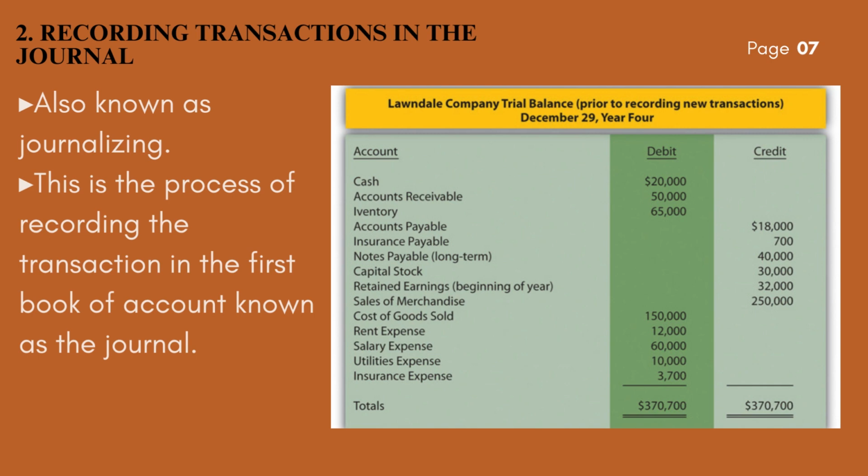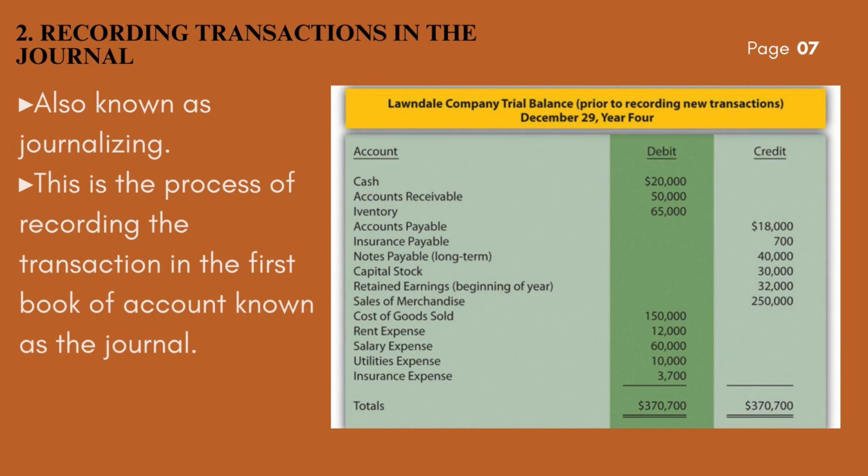which belongs to the credit. Credit siya kay ano man siya. Capital stock, credit gihapon siya. Next is retained earnings 32,000, credit gihapon siya. Sales of merchandise still credit, which is 250,000. And cost of goods sold 150,000, debit siya. Rent expense 12,000 debit also, salary expense 60,000 debit also, utility expense 10,000 debit, insurance expense 3,700 still debit.